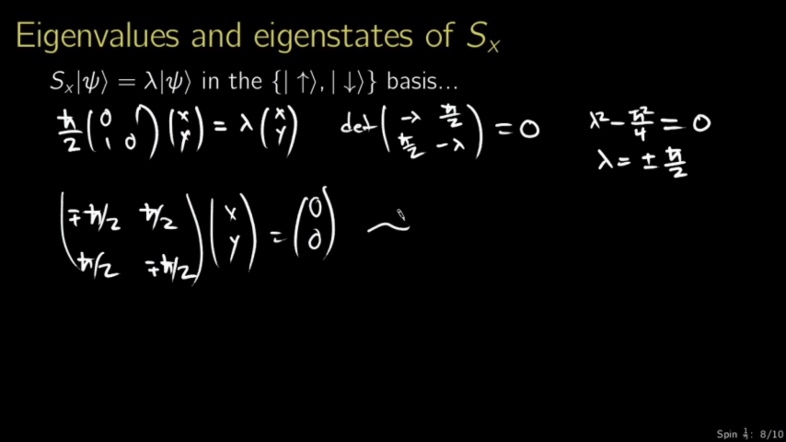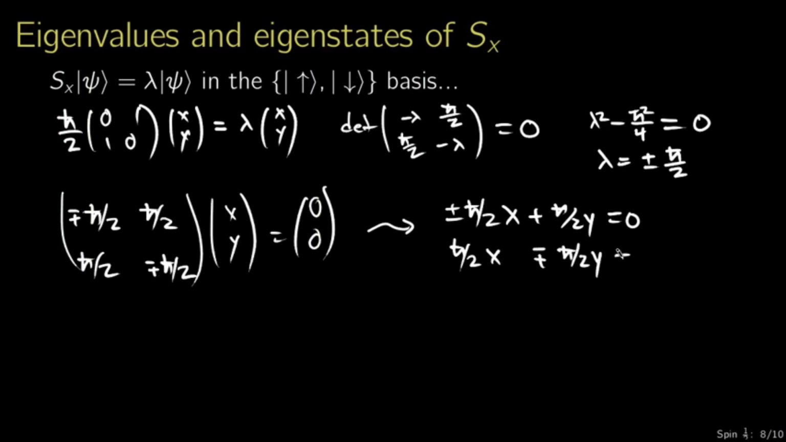Doing the matrix vector product means we end up with minus or plus h bar over 2 x plus h bar over 2 y is equal to 0, or h bar over 2 x plus minus or plus h bar over 2 y is equal to 0. Both of these equations, I can divide out the h bar over 2, and equivalently tell me that x is equal to plus or minus y.